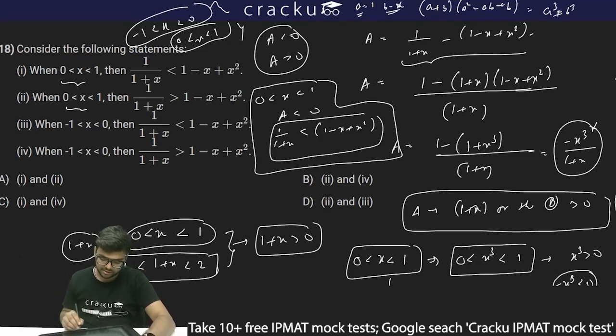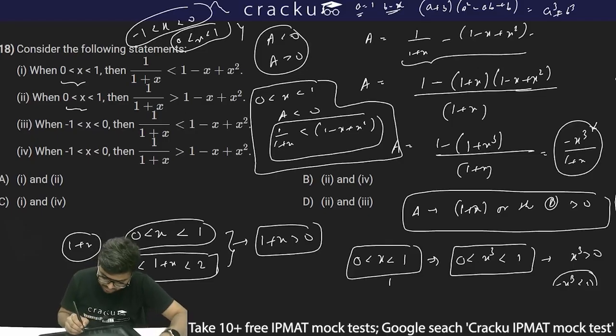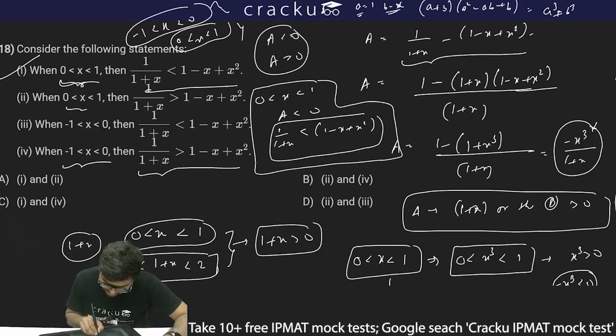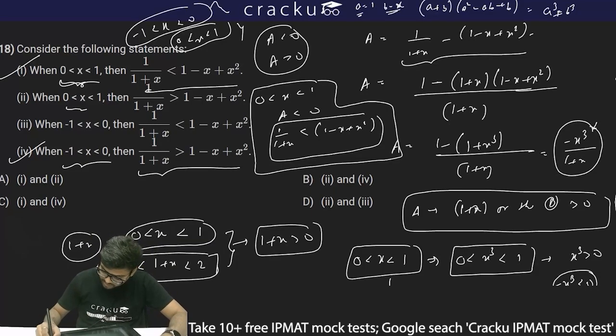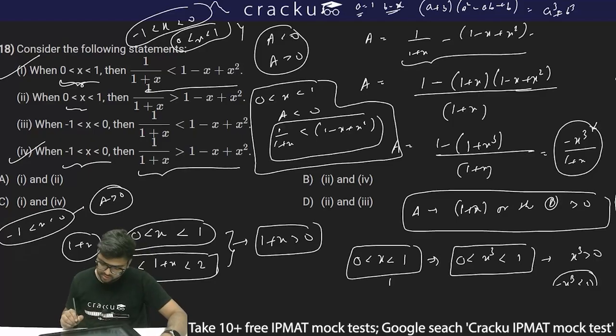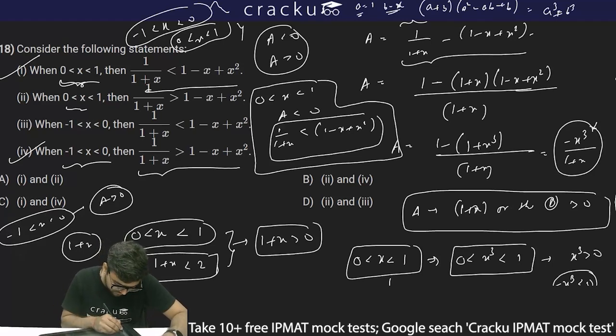A is negative means 1 upon 1 plus x is less than 1 minus x plus x square. So for x from 0 to 1, 1 upon 1 plus x, this is the part. So statement 1 is correct. Also from x minus 1 to 0, 1 upon 1 plus x is greater than 1 minus x plus x square. So statement 4 is also correct, because from minus 1 to 0, basically a is a positive number. So a is positive means this part of the number is greater. 1 upon 1 plus x is greater. So therefore statement 1 and statement 4 are the correct statements, and therefore option C will be the correct answer.